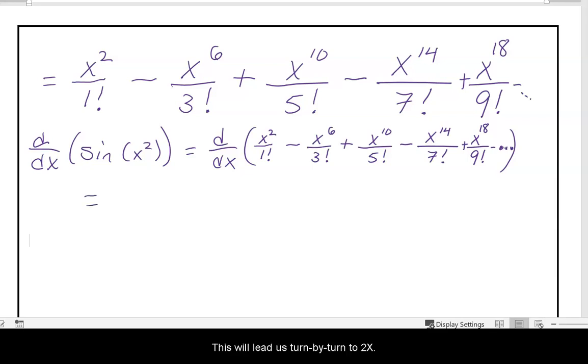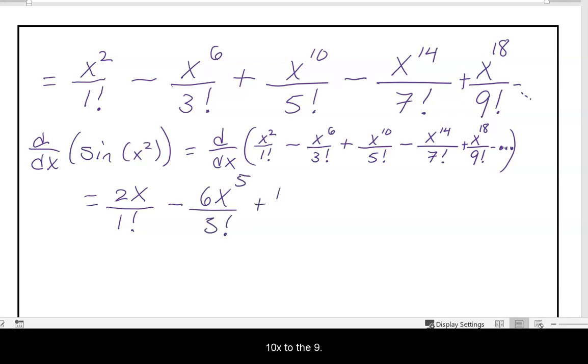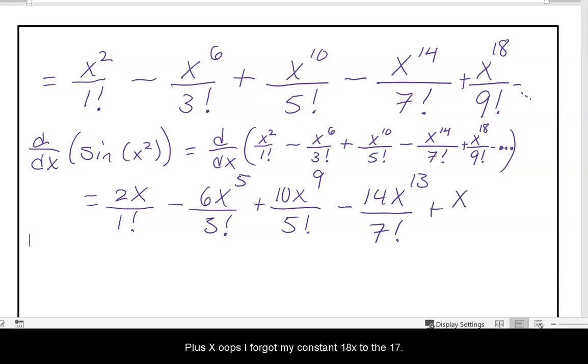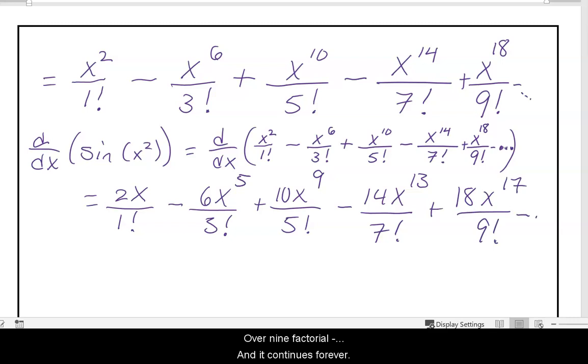This will lead us term by term to 2x, still over 1 factorial, since that's just a constant, minus 6x to the 5th over 3 factorial, the constant, plus 10x to the 9th divided by 5 factorial, minus 14x to the 13th over 7 factorial, plus, oops, I forgot my constant, 18x to the 17th over 9 factorial, minus dot, dot, dot, and it continues forever.